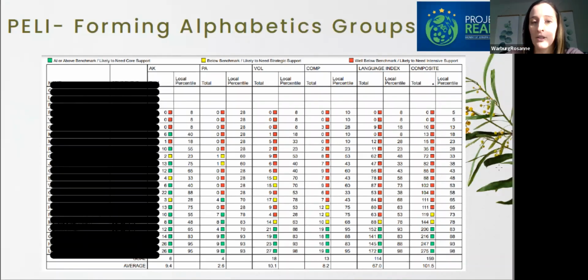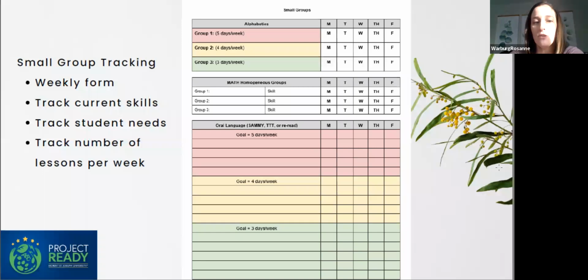So we can see our student scores going across, and then they are assigned a color. Red is significantly below benchmark, yellow is right about at benchmark, but maybe a little bit below, and green means they're at benchmark or above. So we can use those colors to clearly identify our students with the most significant needs, and it helps us to put them into our alphabetics groups and our other small groups accordingly. We recommend that you use something like this, or anything you have that is similar that can help you track these things.